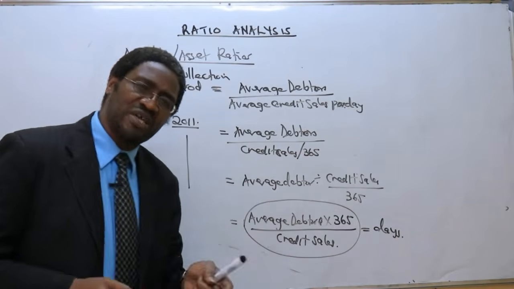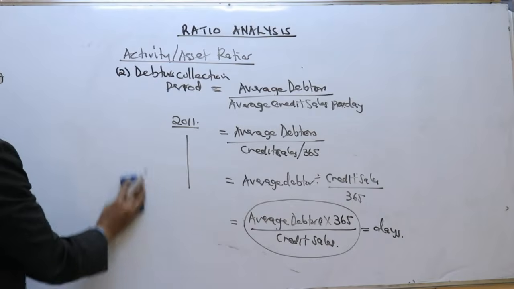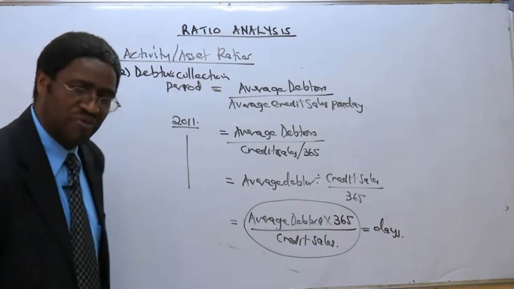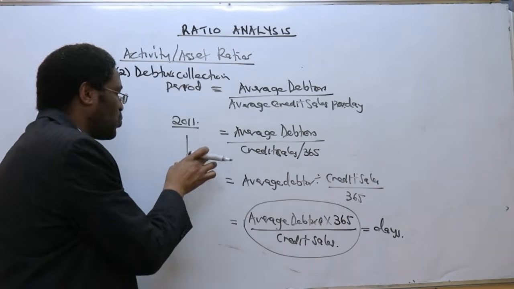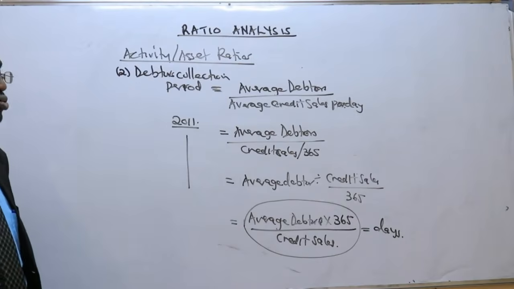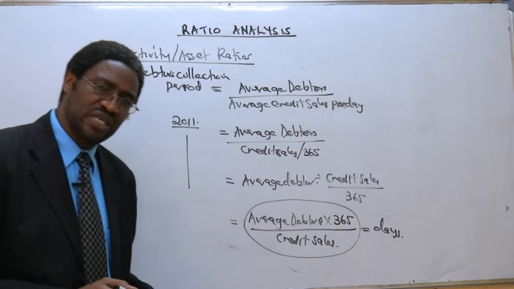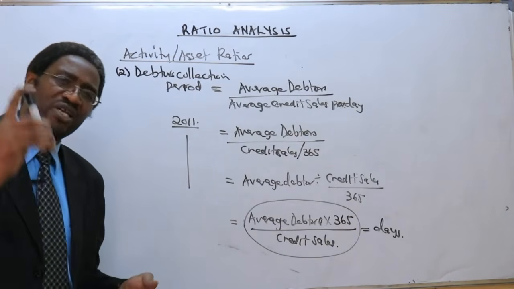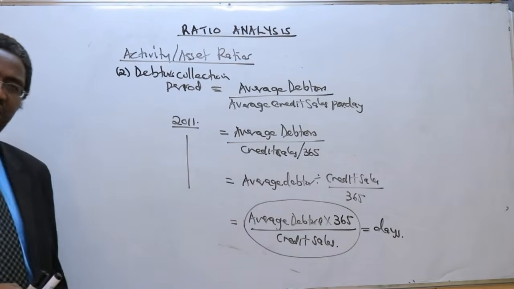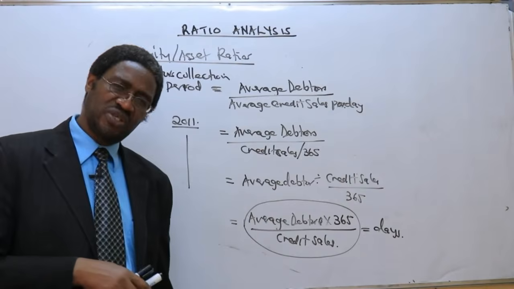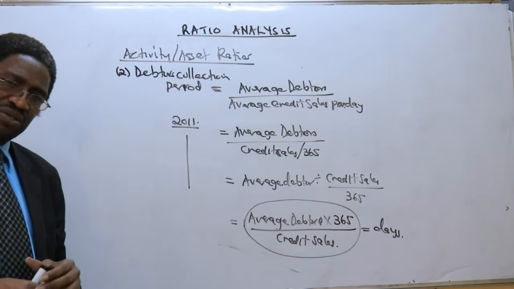But where the examiner has given you only one statement of financial position, assuming he gives you only the current year statement of financial position, then in that case we are saying use only the debtors for that year. You just take debtors times 365. You divide that by credit sales. That's important: when you are only given the closing debtors by the end of this year, use the debtors by the end of this year only.